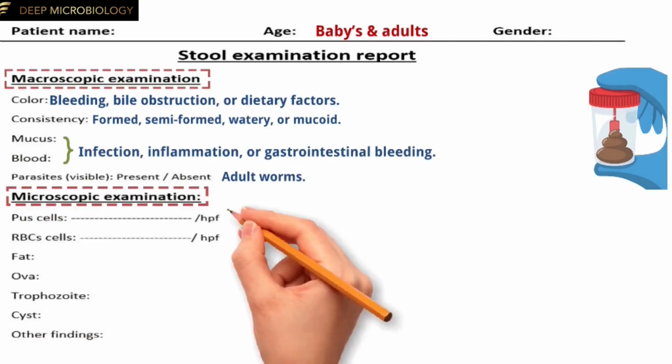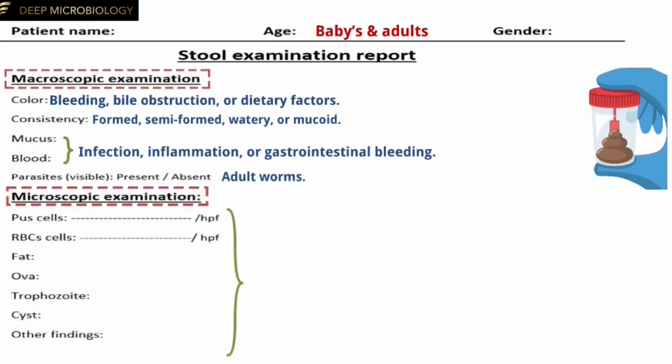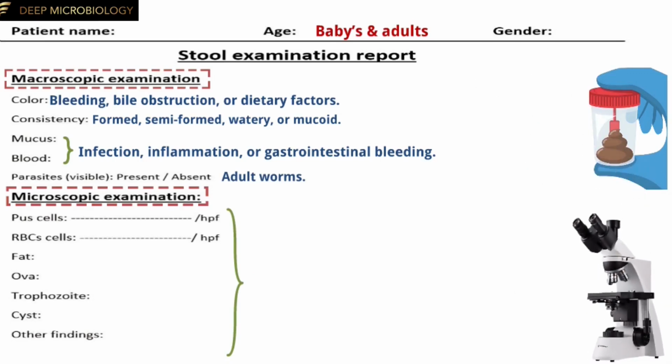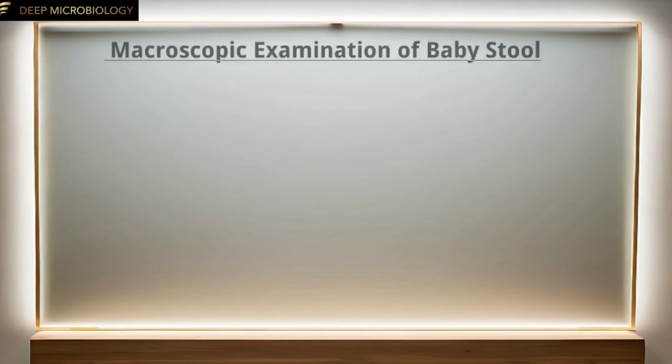The second part of the report is the microscopic examination, where the sample is examined under a microscope to detect cells, ovocysts, and other microscopic elements as you see here, and we will discuss it in detail later. Let's start with the macroscopic examination of stool in babies, focusing on what is considered normal and what is abnormal in this age group. Baby poop comes in different colors, and these can change based on what the baby eats.